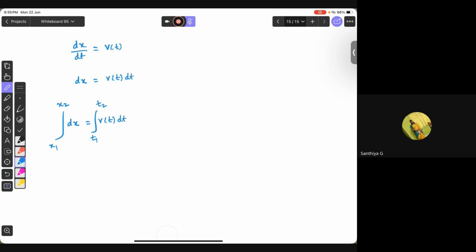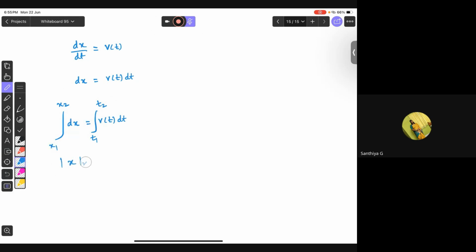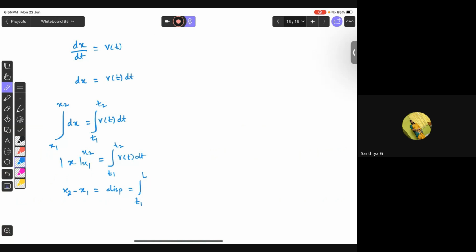So the left side integral will be x from limit x1 to limit x2. That is same as the integral of the velocity function from t1 to t2. So the left hand side will be x2 minus x1. And what is x2 minus x1? Displacement. So for whatever time interval I need displacement, I will find the integration of the velocity function over that interval, correct?